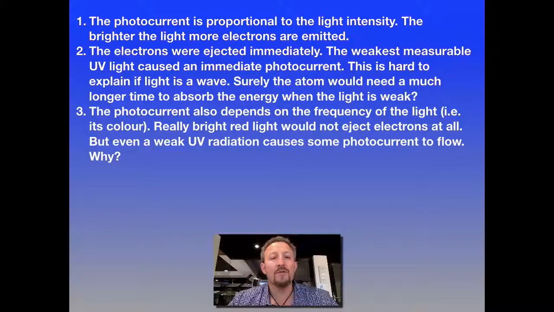Also, we know that the photocurrent depends on the frequency. I can have really bright red light, it doesn't matter what the intensity of red light is, it is not going to have enough energy to allow the electron to break free of the hold of the nucleus. However, I can have a very low intensity ultraviolet ray which has got high energy, and that will be emitted straight away and cause a photocurrent. So basically, the type of frequency that is generated from the light will determine the amount of electrons which are going to be emitted.